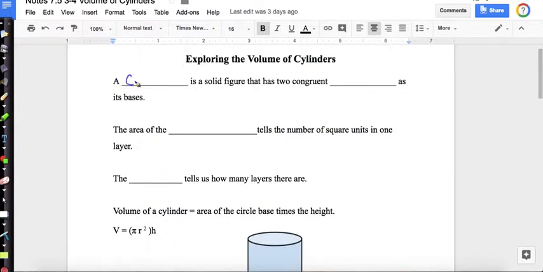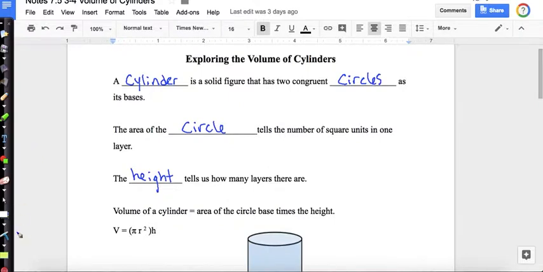So a cylinder is a solid figure that has two congruent circles as its bases. Okay, the top of a cylinder is a circle, the bottom of the cylinder is a circle. The area of the circle tells the number of square units in one layer. The height tells us how many layers there are.